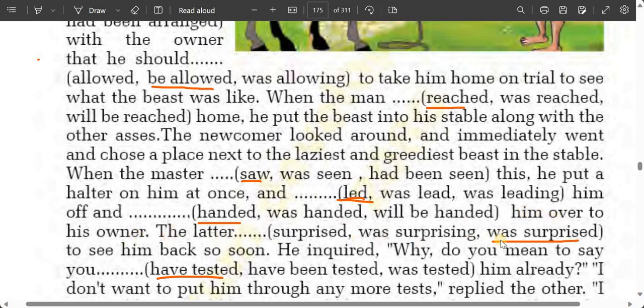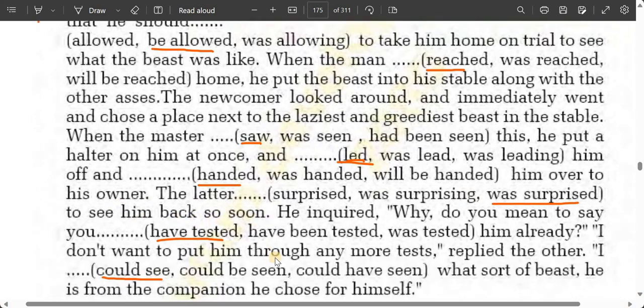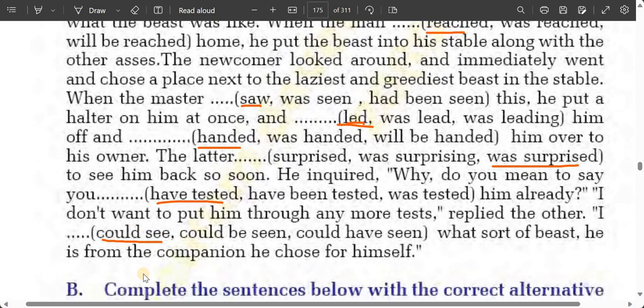The latter was surprised to see him back so soon. He inquired, "Why, do you mean to say you have tested him already?" "I don't want to put him through any more tests," replied the other. "I could see what sort of beast he is from the companion he chose for himself."